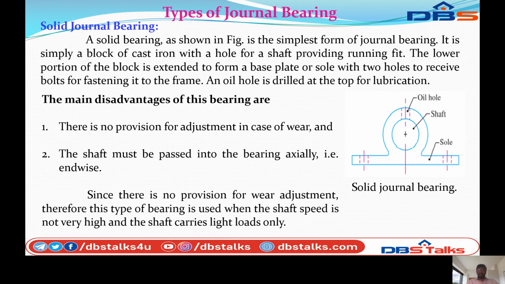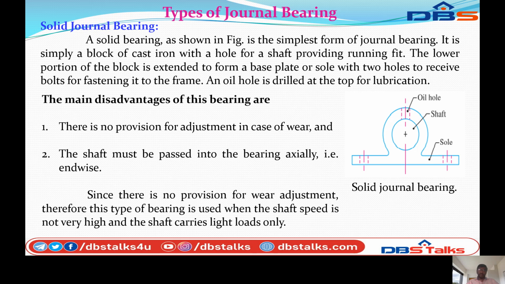Next, the main disadvantages of this bearing are: there is no provision for adjustment in case of wear, and the shaft must be passed into the bearing axially, that is endwise. So these two are the disadvantages of the solid journal bearing. Since there is no provision for wear adjustment, this type of bearing is used when the shaft speed is not very high and the shaft carries light loads only.